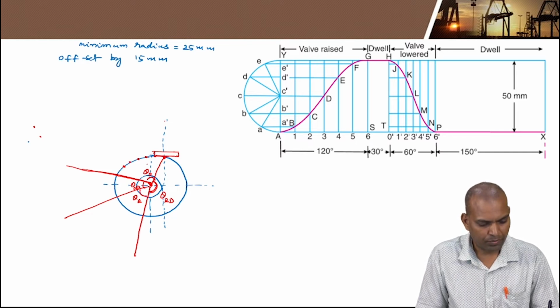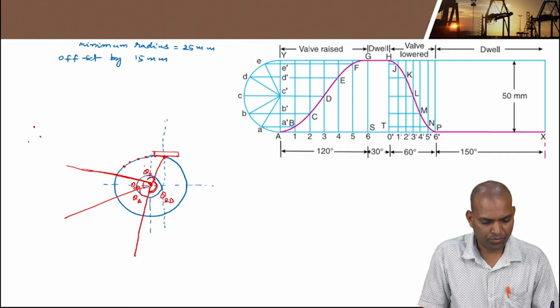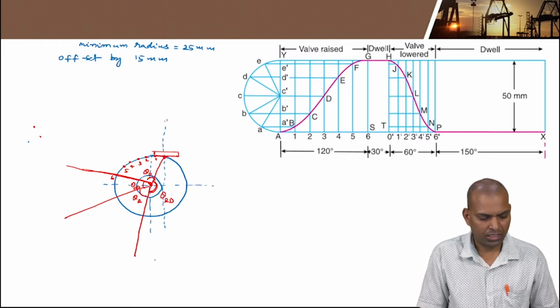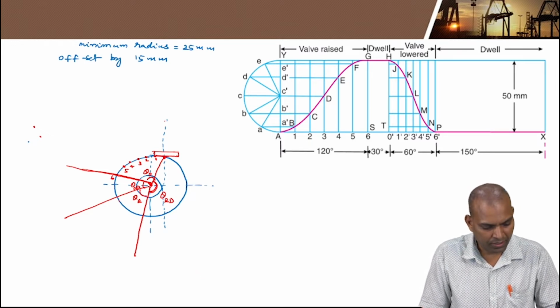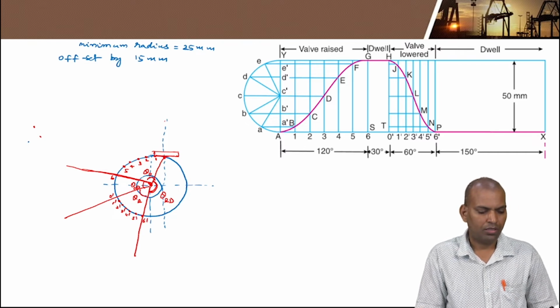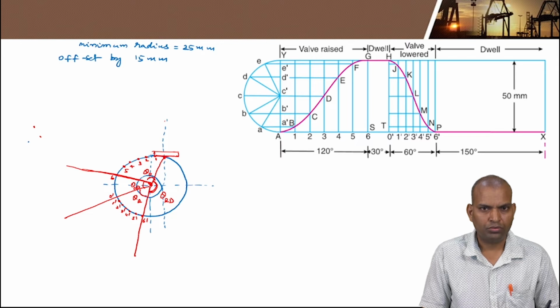Mark these equal parts, equal angular displacement. This is 1, 2, 3, 4, 5, and it is 6. Dwell, there is no division, and the return stroke is also divided into 6 equal parts. Again it is 0 dash, 1 dash, 2 dash, 3 dash, 4 dash, 5 dash, and 6 dash. Now what to do? Very important.